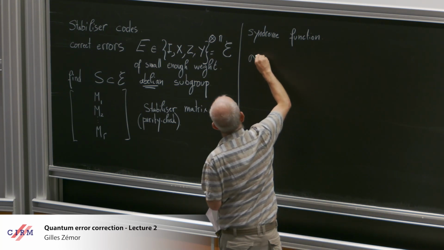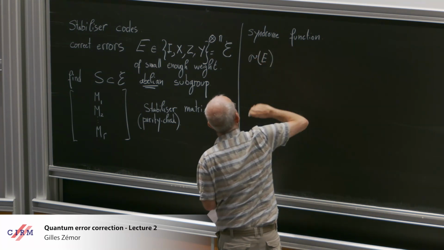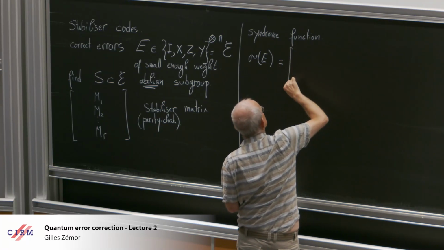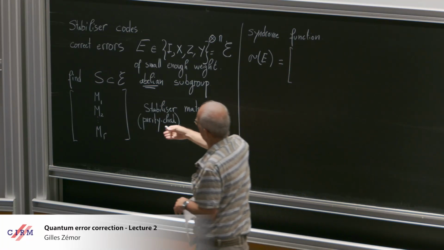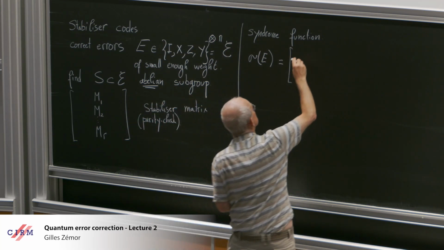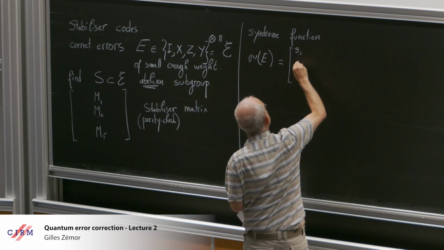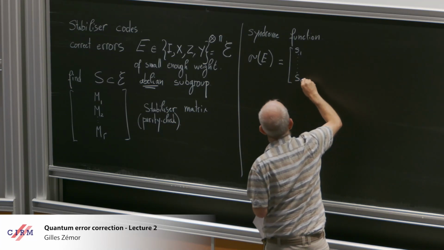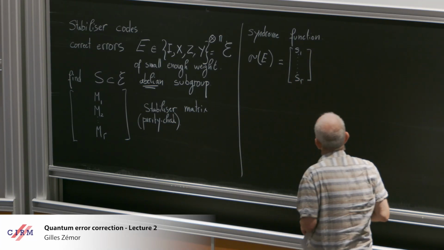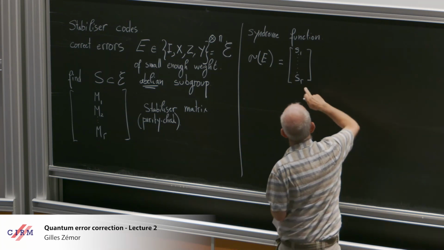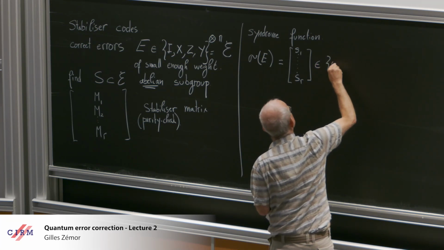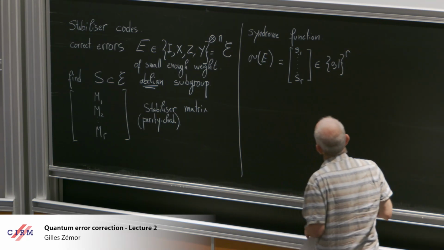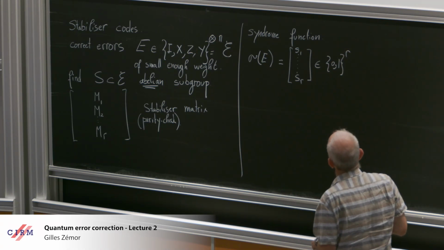So, what is the syndrome of an error E? It's a binary R-tuple. It has as many coordinates as there are generators. So say S1, I'll write it as a column vector like in the classical case, S1 through to SR, so this is in {0, 1} to the R.